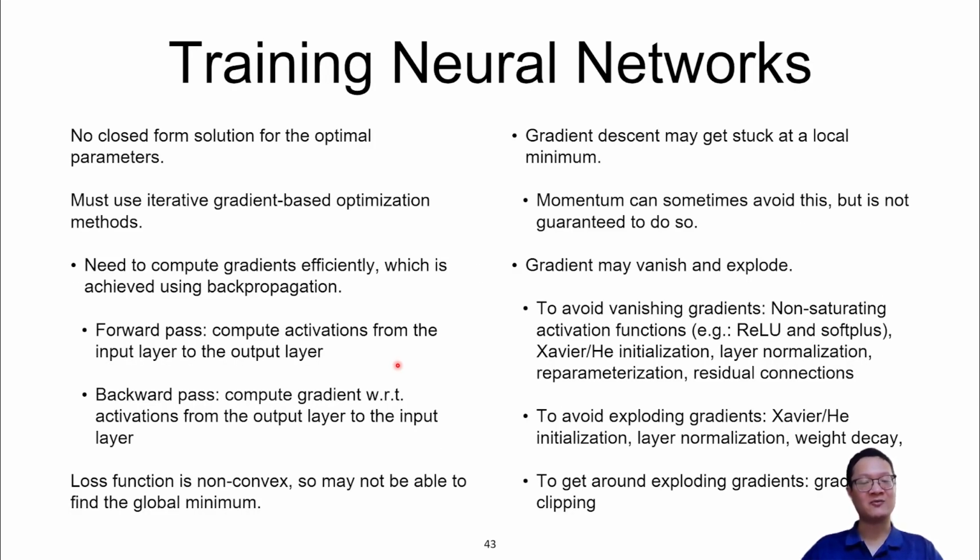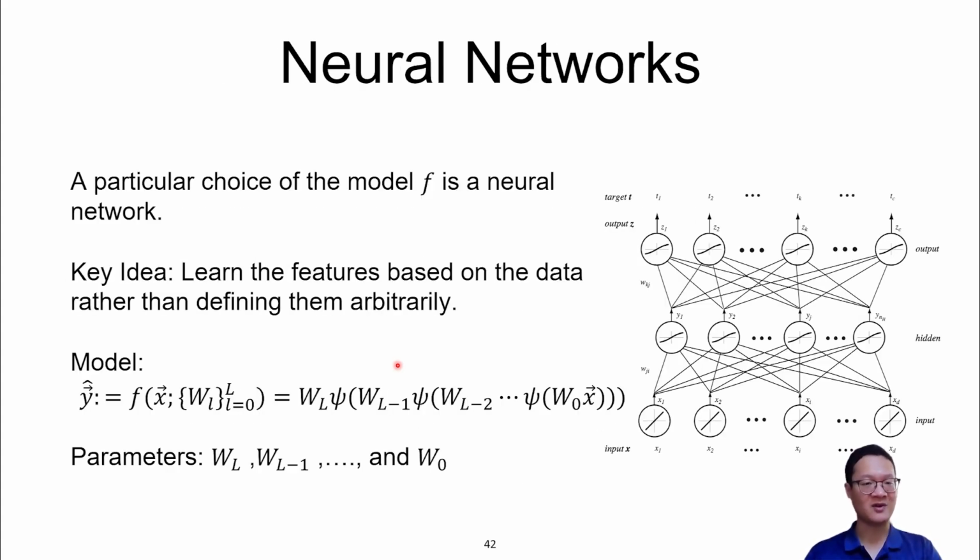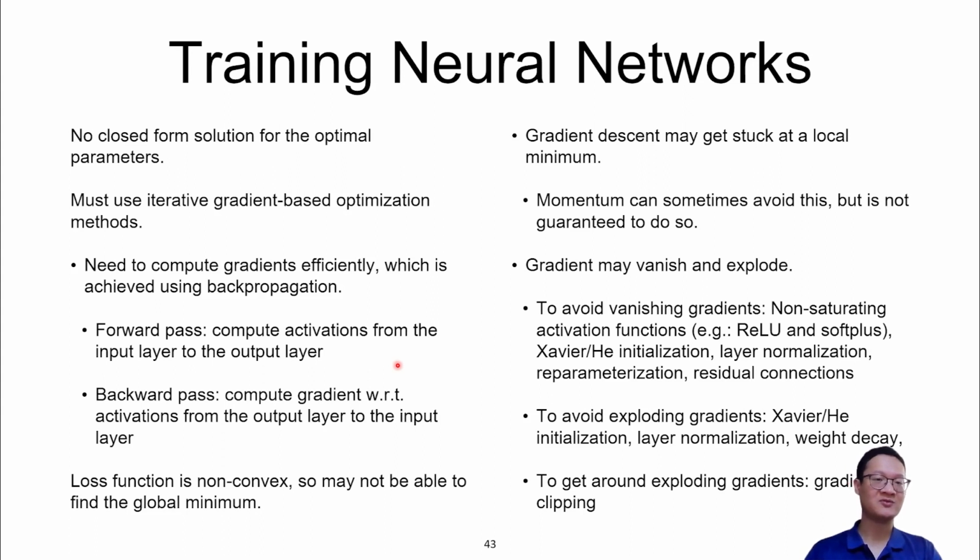So how do we train neural networks? They lead to loss functions which are nonlinear in the parameters. So of course, no closed form solution in this case. Therefore, we have to train neural networks using iterative gradient-based optimization methods. Because the gradients need to be computed very, very often, and there are many, many parameters, we need to be able to compute gradients efficiently. And this is done using backpropagation.